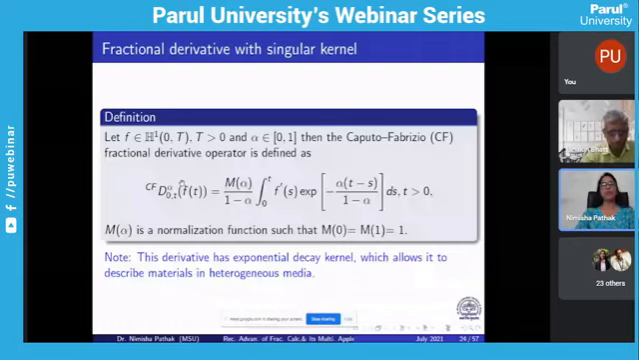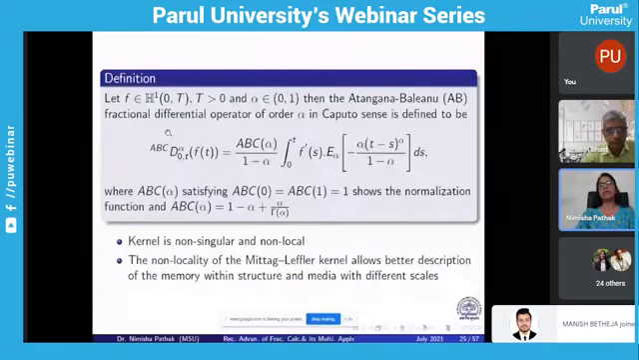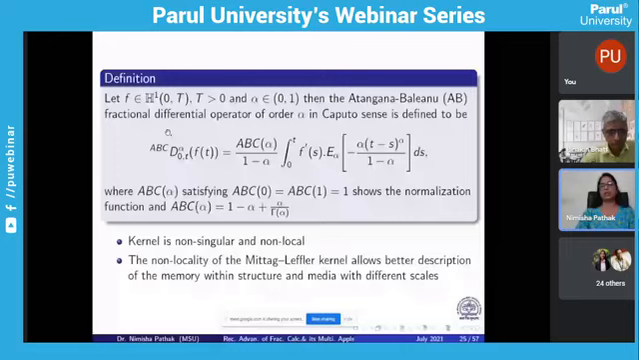Recently, we can see the Atangana-Baleanu fractional derivative operator. Here you can see this is a generalization of the earlier version. In the Caputo-Fabrizio case we have an exponential kernel, and here it is E alpha, that is the Mittag-Leffler kernel, which is a generalization of the exponential kernel. Again, we have this ABC alpha given in this particular notation. But mainly, if we see here, the kernel is non-singular and non-local.